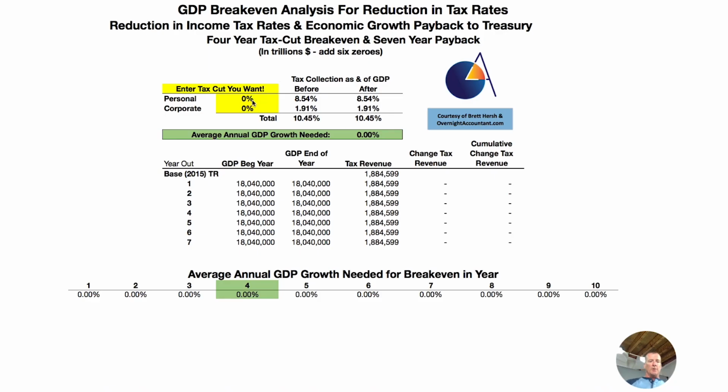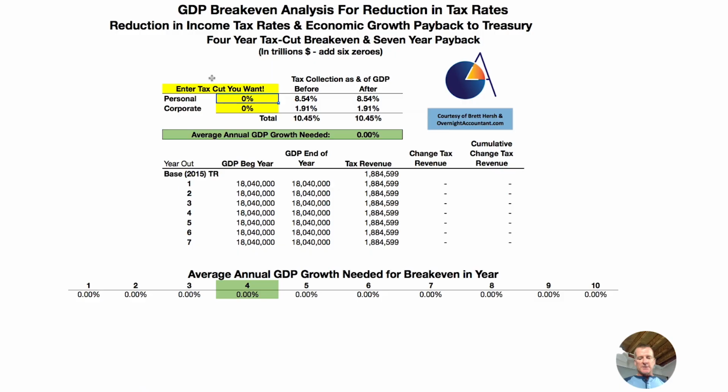Real quick, the theory is you cut taxes, it spurs economic activity, it spurs economic growth. I'm not going to go into that right now in this video. I'm just going to show you how to use this spreadsheet. So, as you can see here, you've got the spreadsheet, GDP break-even analysis for reduction in tax rates. This section down here is highlighted 4-year. This is for a 4-year break-even. For GDP, cutting taxes, how much does GDP have to grow over the 4-year period on average to pay back?